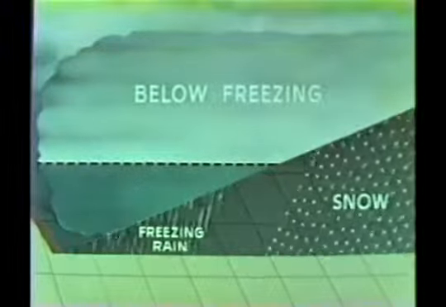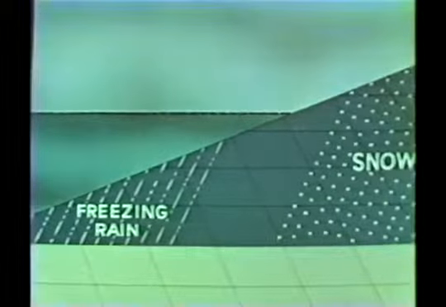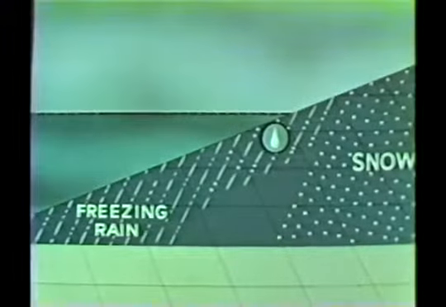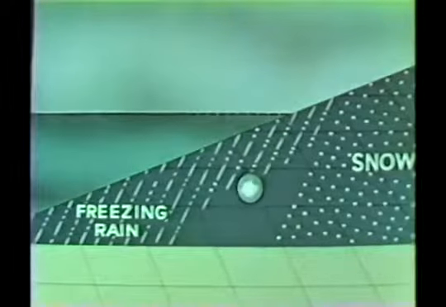Under the area where the temperature of the warm air is below freezing, dry snow will fall. Between the dry snow and the freezing rain is a relatively narrow transitional zone. In the upper portion of this zone is a mixture of rain and wet snow. As this mixture falls through the considerable depth of cold air, it will freeze and become sleet.